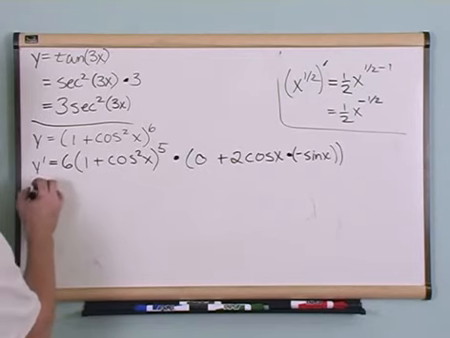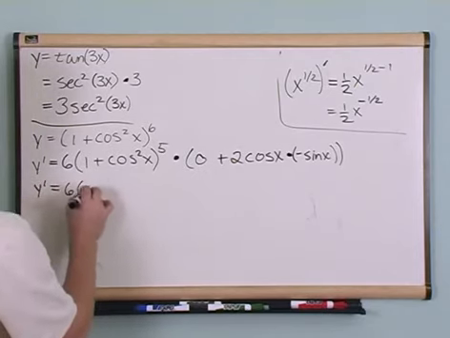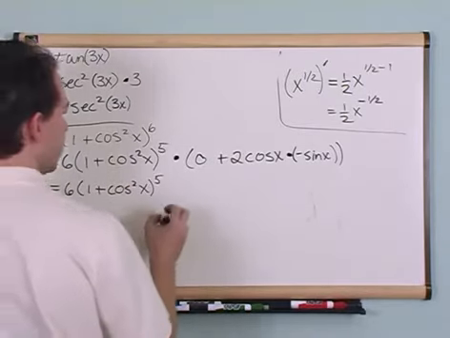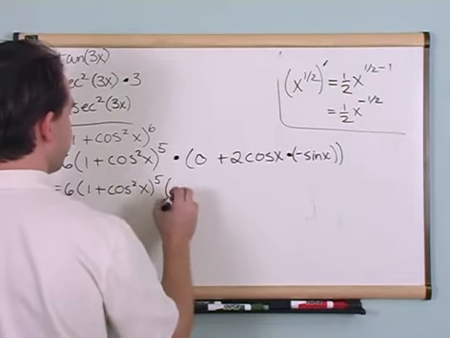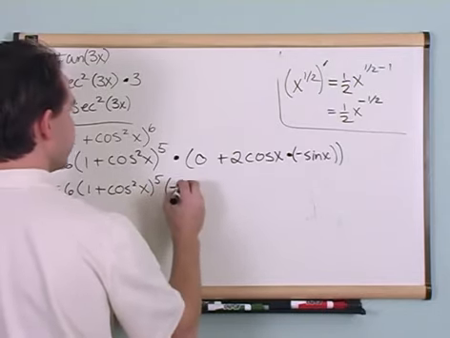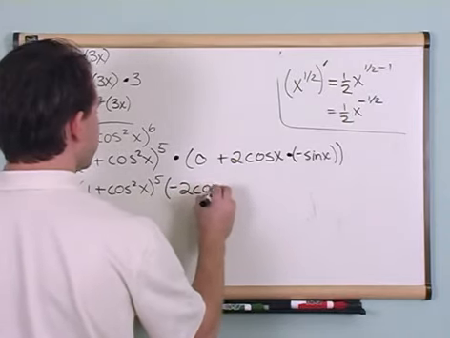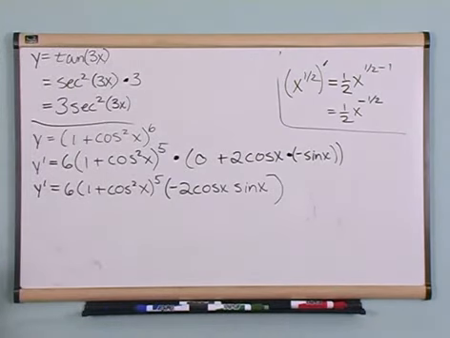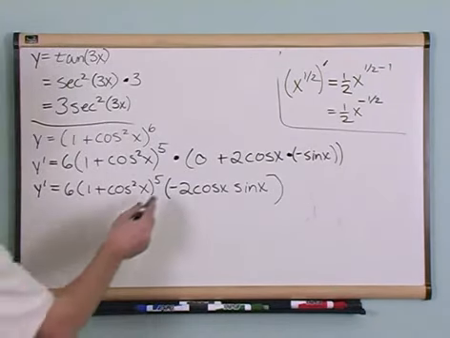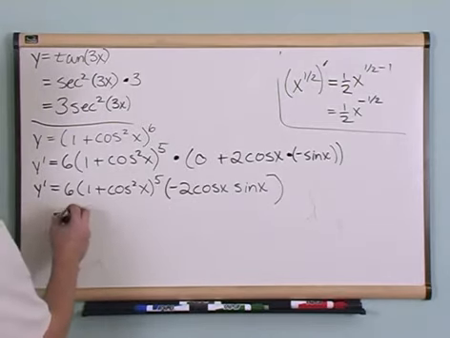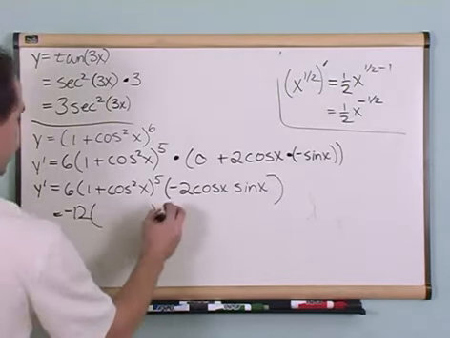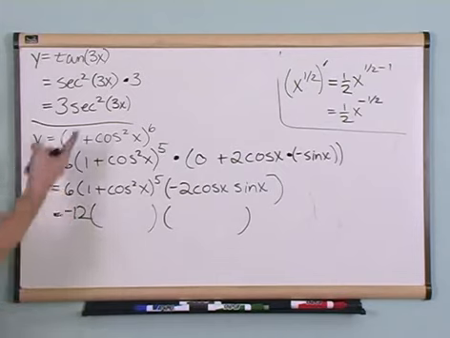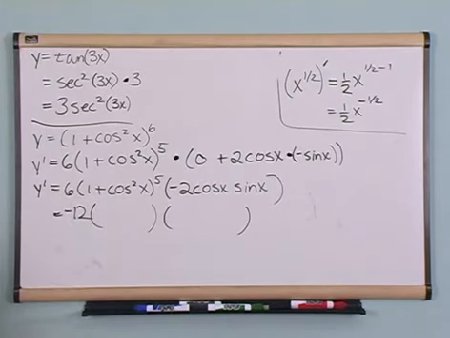So to simplify this, you just simply have 6 times 1 plus cosine squared of x, the 5th power, times negative 2 cosine x sine of x, like this. Okay? Now you can take this 2 and multiply it by 6, and you'll get negative 12, and then you'll have this term here, and then you'll have what's left over from this term here. But basically, this is the answer. You just multiply 6 times negative 2, put it out here, and get a negative 12, and you've got the answer.